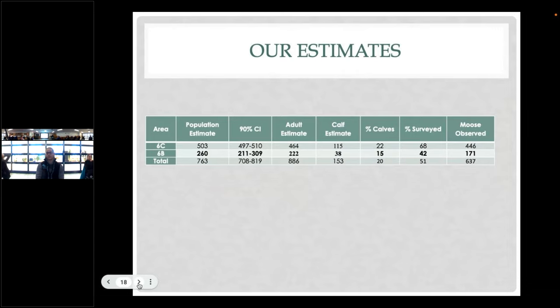So these numbers in whole are the estimates for the Martin River. So 260 moose is the population estimate, with a range between 211 and 309. You can see that lower calf number here, about 15%. We looked at 42% of the area. So we looked at less area, but again, that's because more of the area is low habitat. And we saw 171 moose in this area.